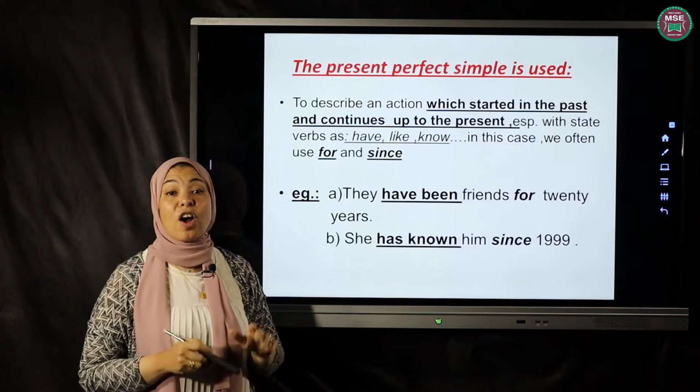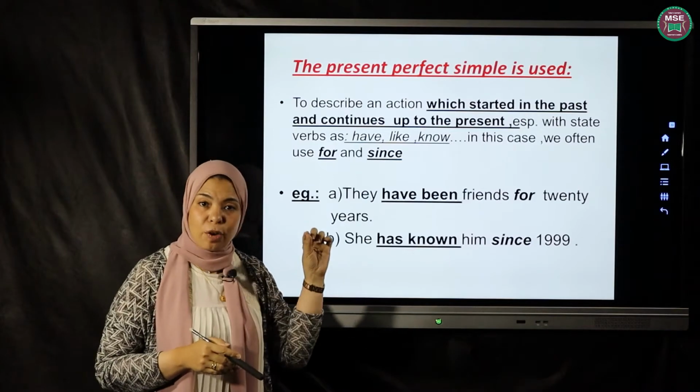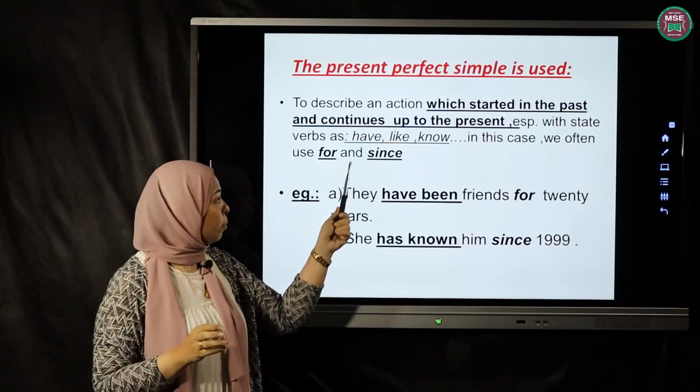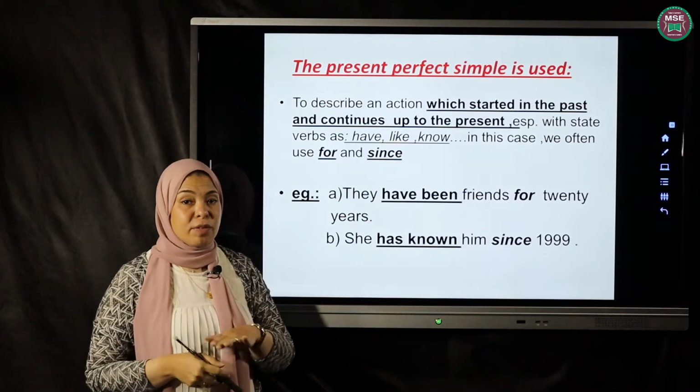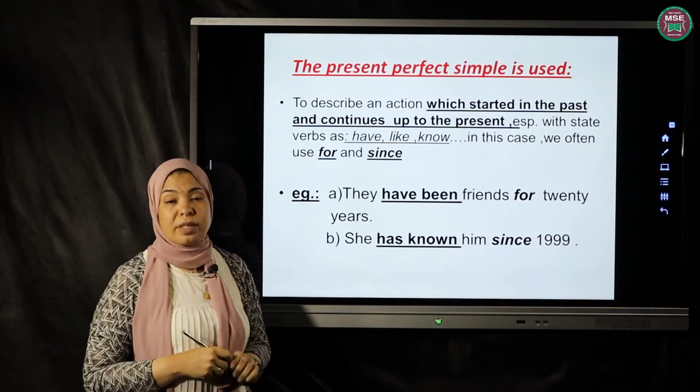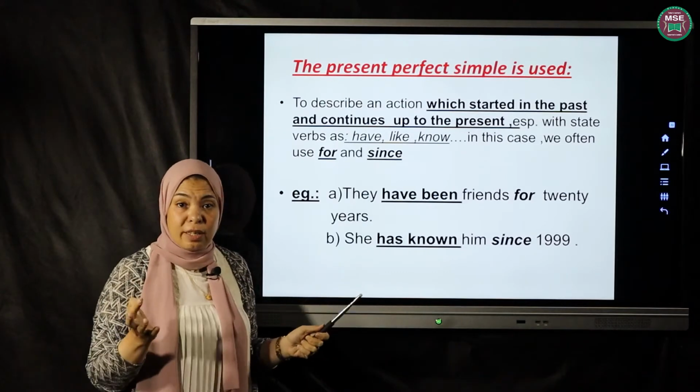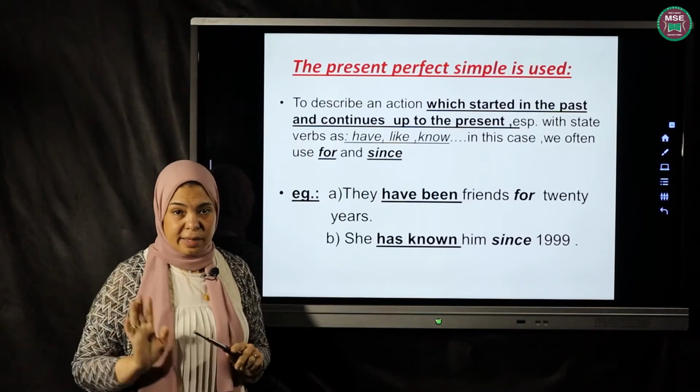I can't use it, and I can't use it also with the present continuous. So the verb know, verb like, verb have. If I put ing on the verb, it gives me another meaning, especially the verb know. If I use it in the continuous form, it will be meaningless.